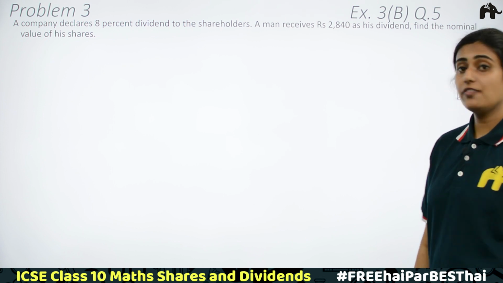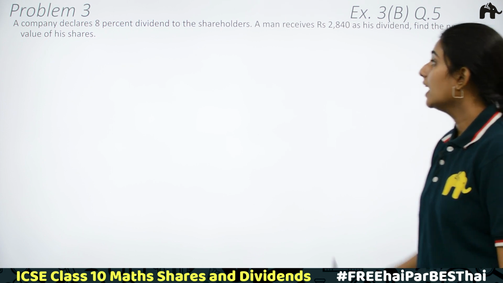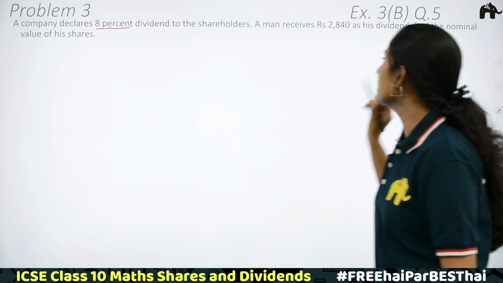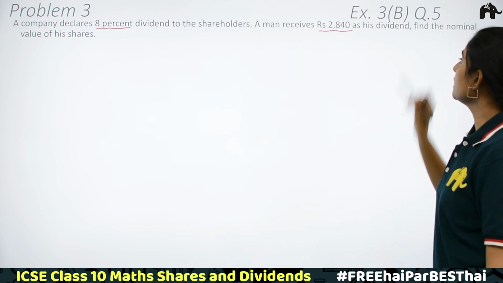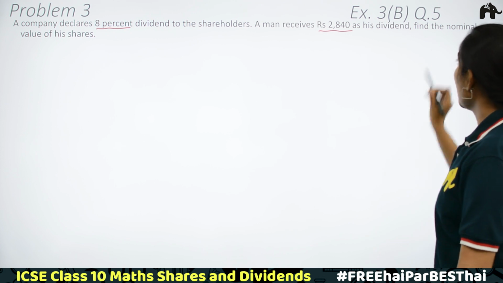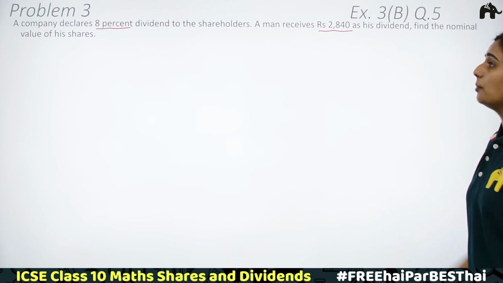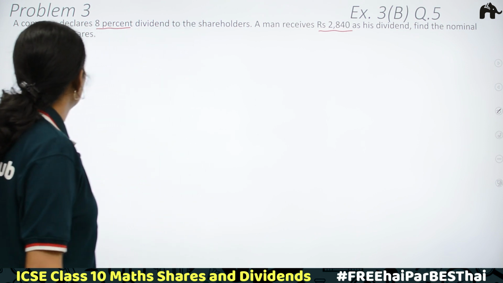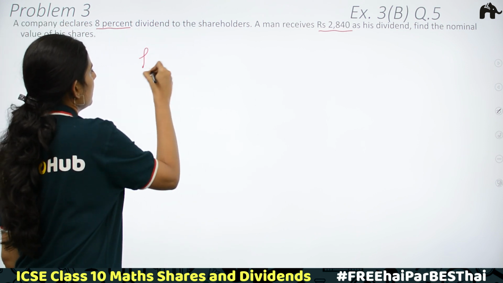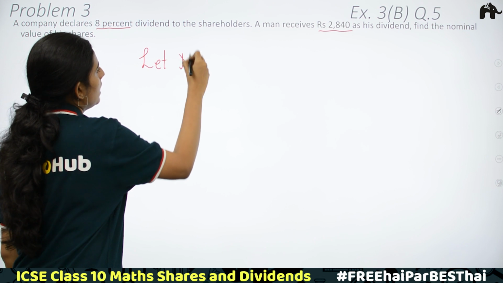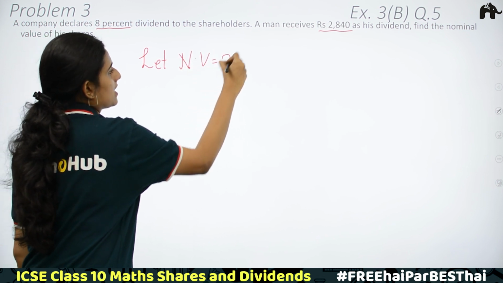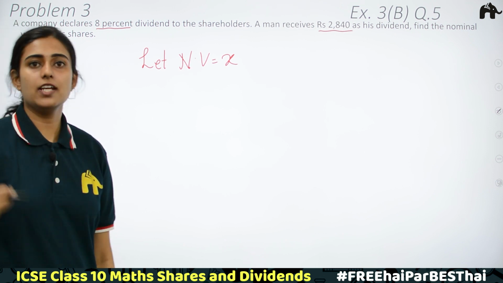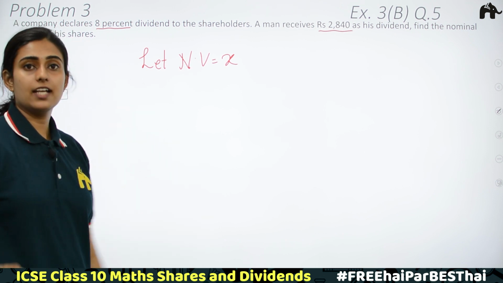Problem number 3. Question number 5 of exercise 3B. A company declares 8% dividend to the shareholders. A man receives rupees 2,840 as his dividend. Find the nominal value of his shares. This is a simple question, right? Okay, let's take nominal value is equal to some x. This is the unknown value we need to find. So, we are taking nominal value as x.